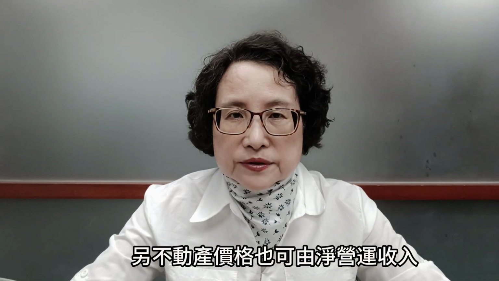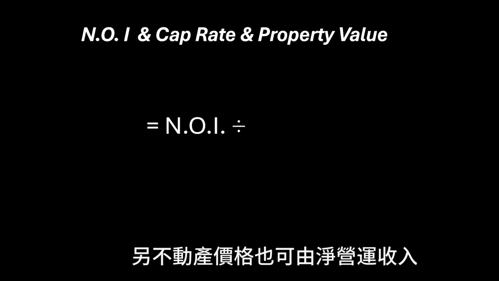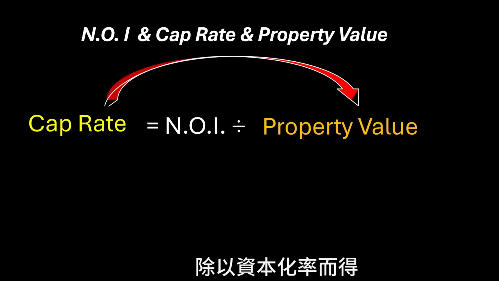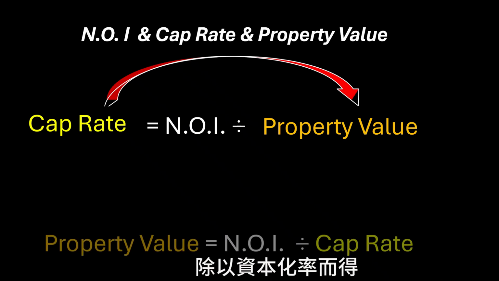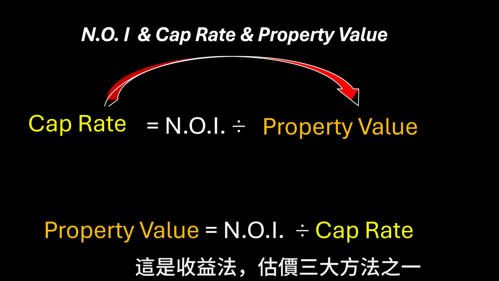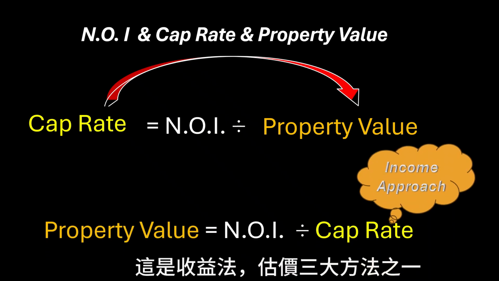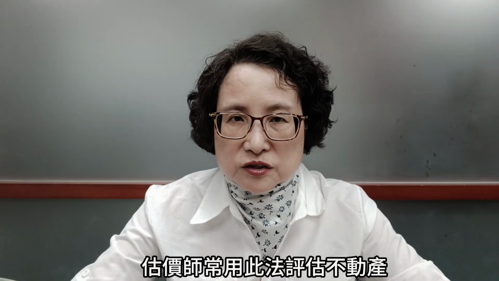By the way, property value can be easily calculated by dividing net operating income by the cap rate. That is what we call the income approach, one of three main valuation methods. Appraisers usually use it to do their jobs.